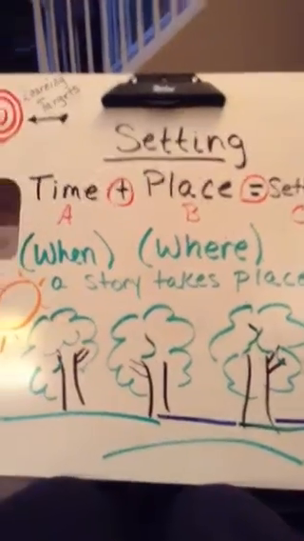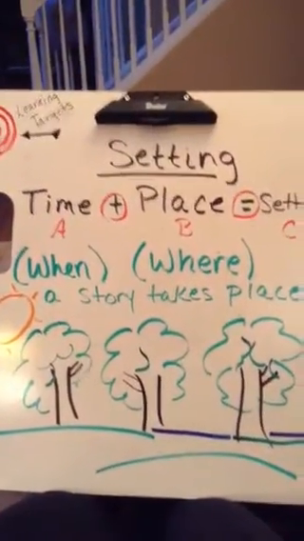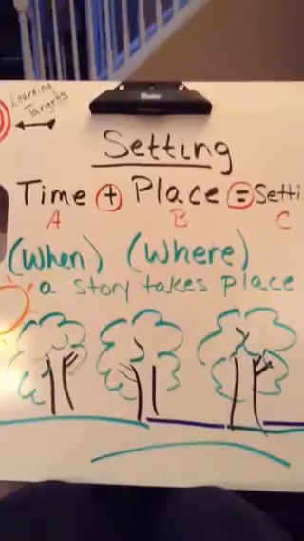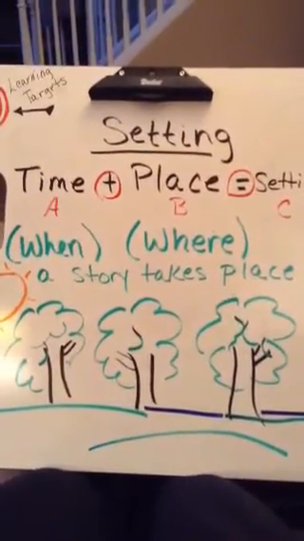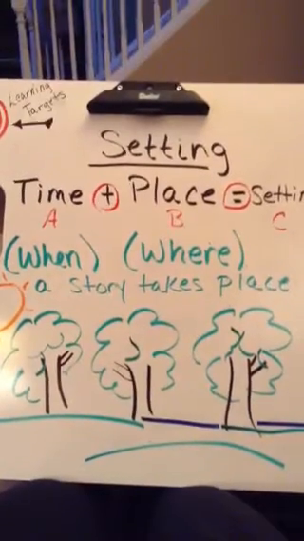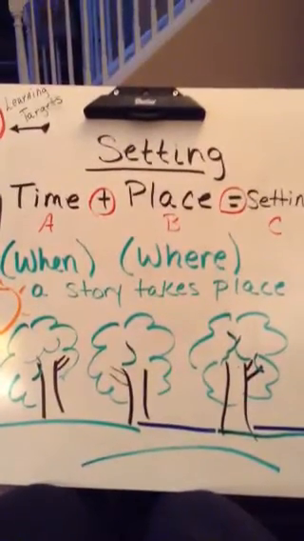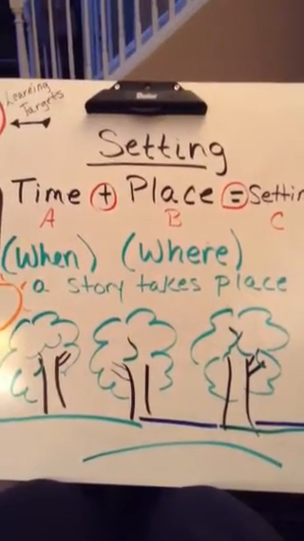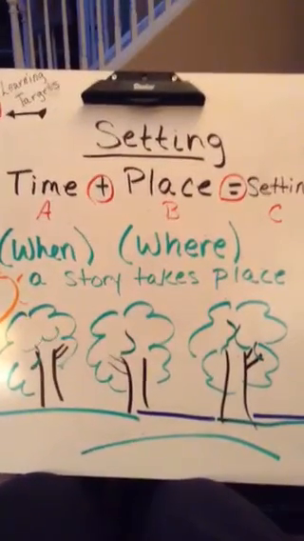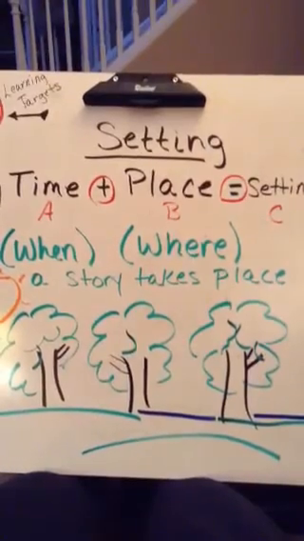Okay, and I'm back for a closer look at setting with my elementary little sketching of my trees and my forest here. All right, so setting is time plus place equals setting. I put it A plus B equals C for those of you who like to think mathematically. Basically, when and where a story takes place is the setting.